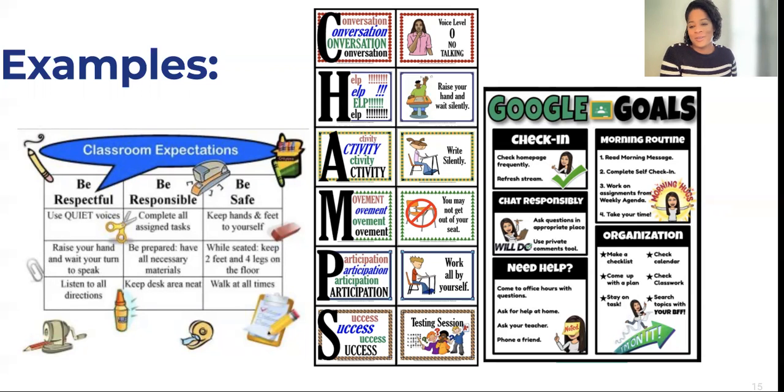Google Goals. So the third example on the right. This is an example of clearly communicating expectations for a virtual classroom. So this is posted in a student's Google Classroom as the first image that they see when they log on, telling them exactly what to do, how to check in, how to chat responsibly, and even how to keep themselves organized. So these are just a few examples of ways that you can visually have clear expectations as well.